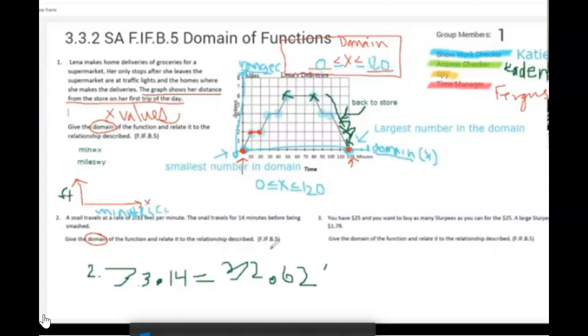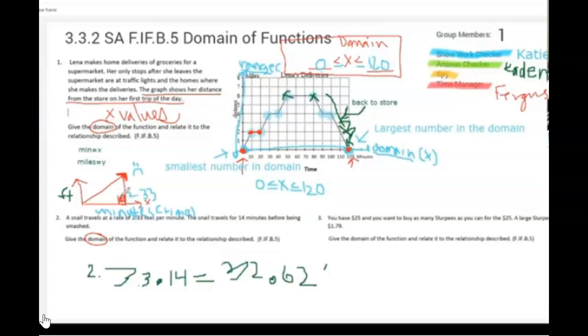So the question is, what is our domain for our snail? Or what are the possible X values for our snail? Anything that goes up by 2.33, which would be very hard. So we've got a graph, constant rate until he dies right at 14 minutes. Okay. So he dies right here at 14 minutes.